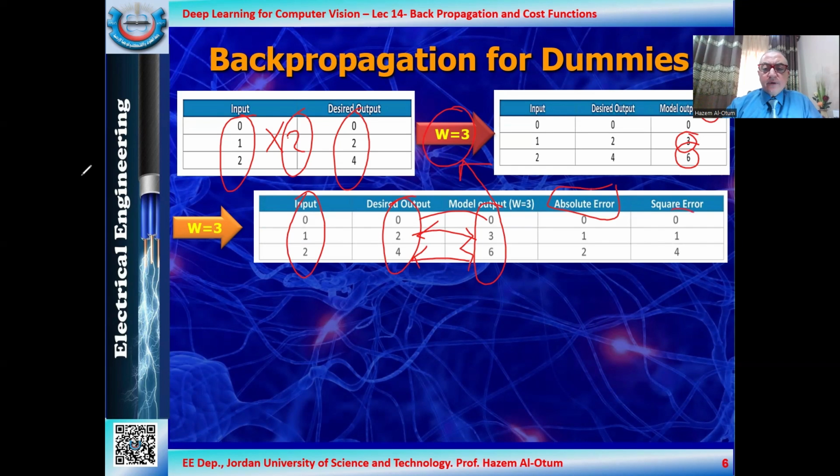If we take the square error, we find the error 0, 2 minus 3 squared is 1, 4 minus 6 squared is 4. So according to this error, we can see that we are far away from the real or desired output at this stage of training, of course.